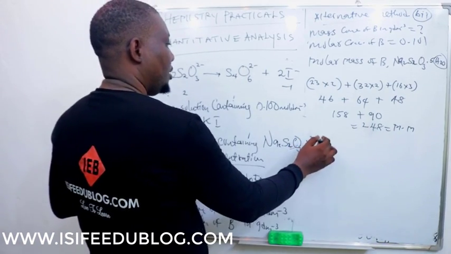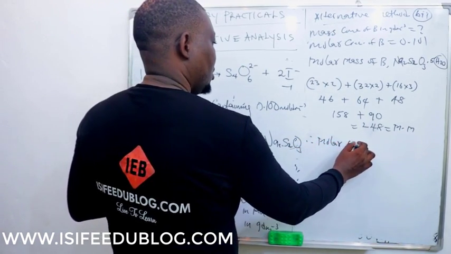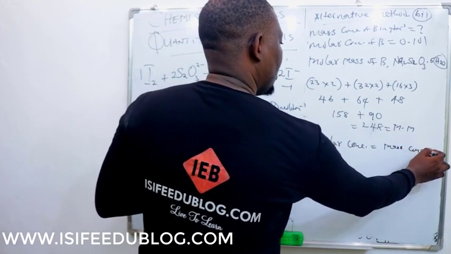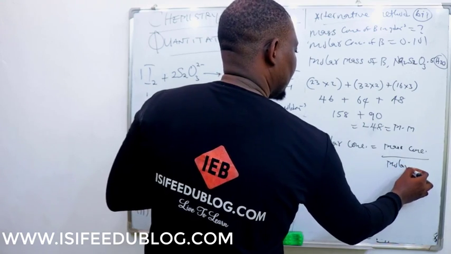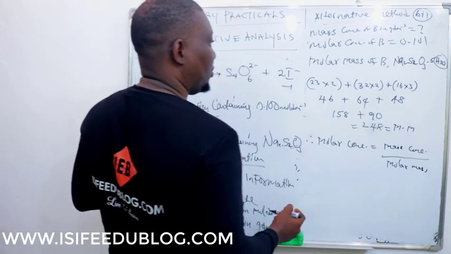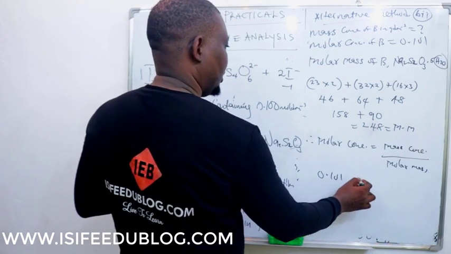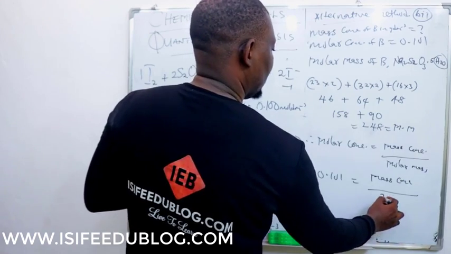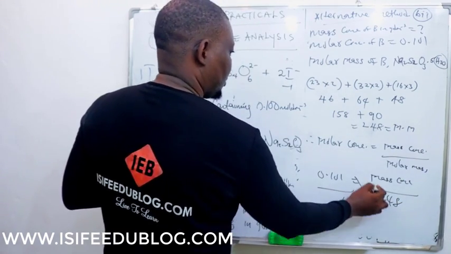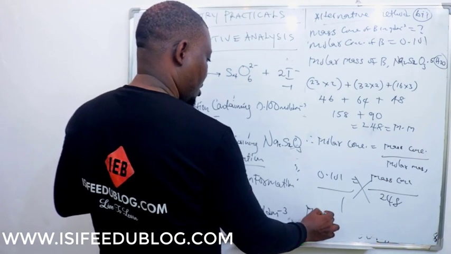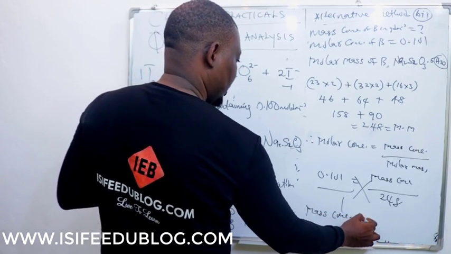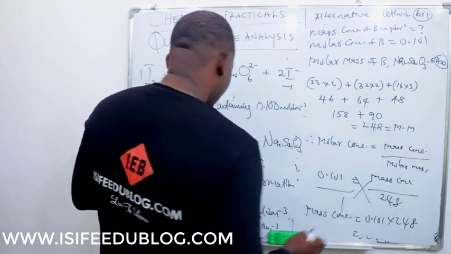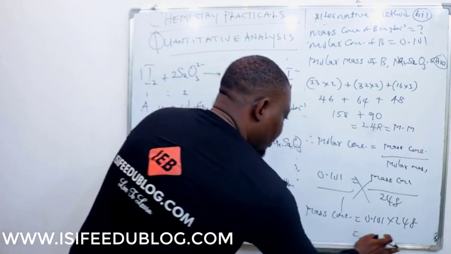Therefore, molar concentration is equal to mass concentration over molar mass. So let me substitute now. What is my molar concentration? Molar concentration is 0.101, equal to the mass concentration, which is unknown, over the molar mass, which is 248. I can cross multiply now. I have that my mass concentration is equal to 0.101 times 248.